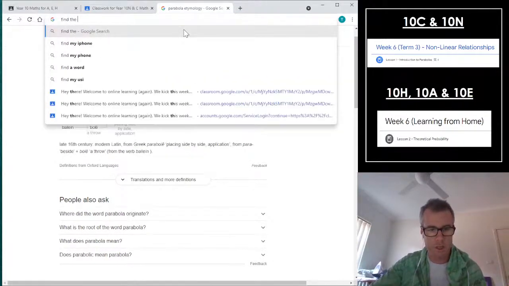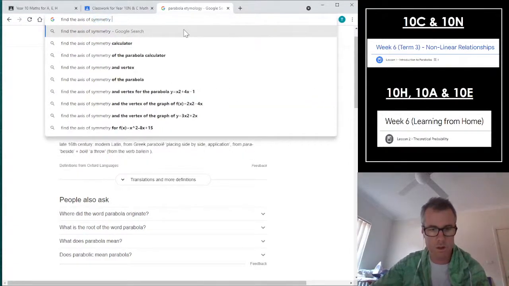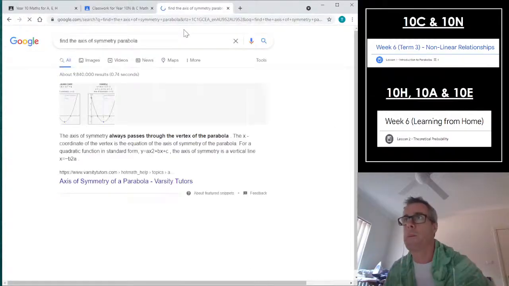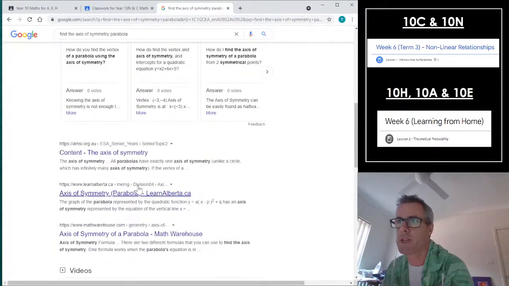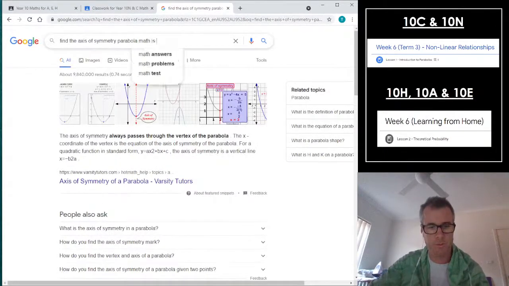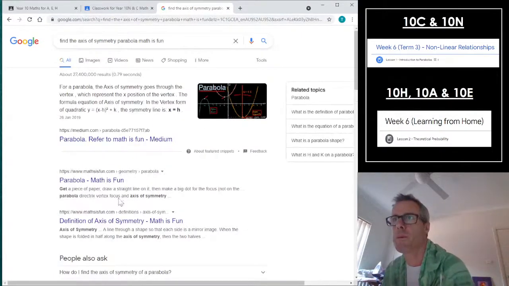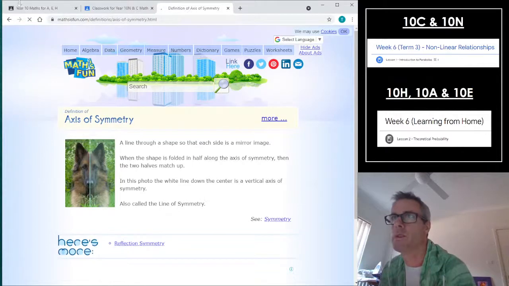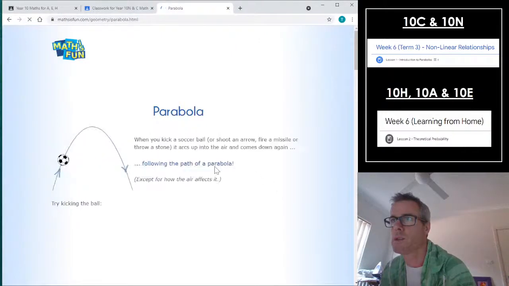If I go and find the axis of symmetry for a parabola, you can have a look, right? Like finding the axis of symmetry for a parabola. There's tons of stuff here. I'll do Math is Fun because I like that website. Parabola, definition, axis of symmetry. Focus and axis of symmetry.